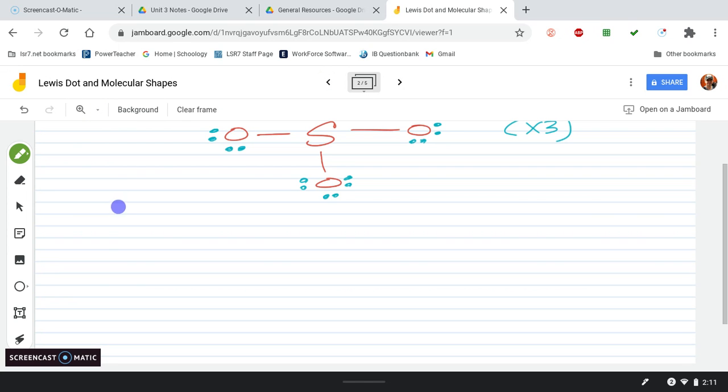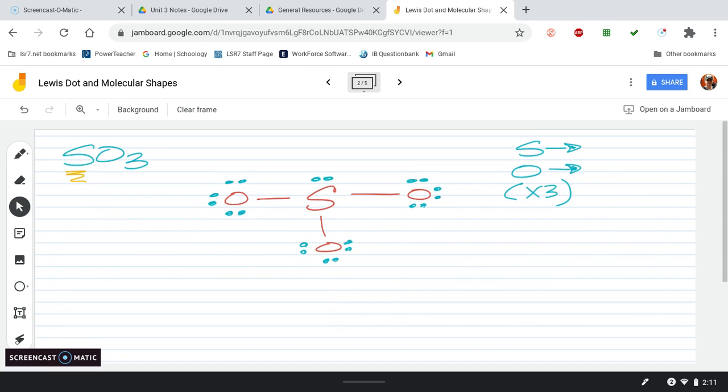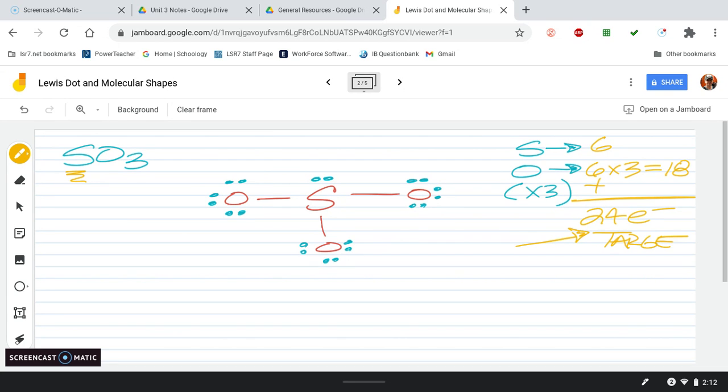So let's go ahead and zoom in on this. All right. Okie doke. So we said sulfur has 6, and oxygen also had 6, but we're going to multiply that by 3, which is 18. Add those all up, 6 plus 18, 24 electrons. That is my target number. That's my target number, okay?